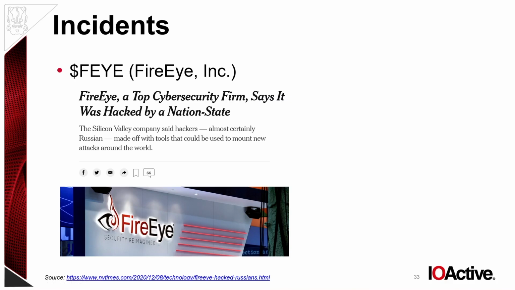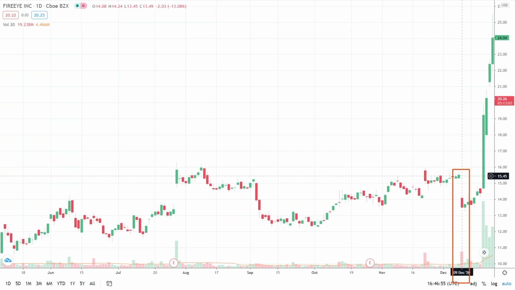The FireEye case, you are very aware of this. This is a fresh hack. This was the first company that realized there was a nation state hack, and the company dropped minus 13% that day. Then you will see this massive green candle the next week, and I will tell you why.